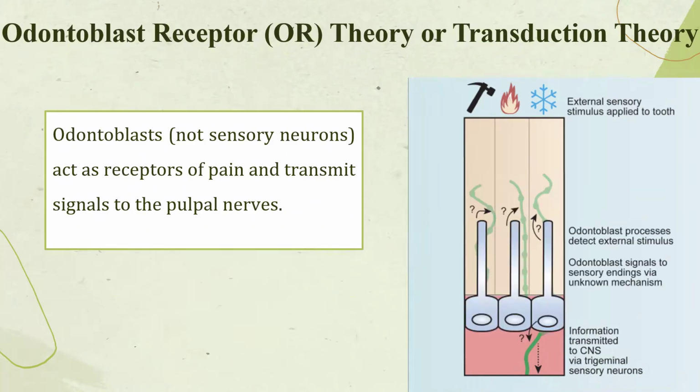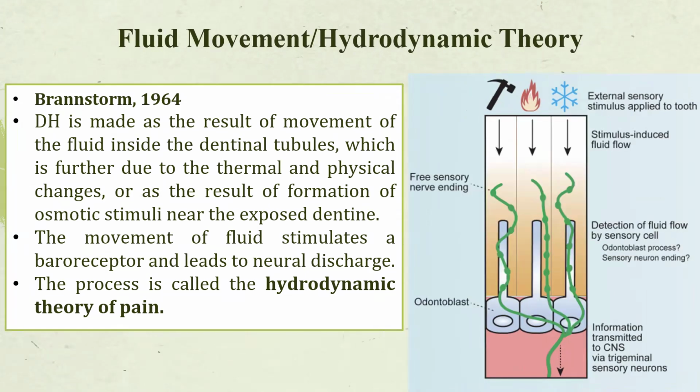Second theory is odontoblast receptor theory or transduction theory. Based on this theory, odontoblasts act as the receptors of pain and transmit the signals to the pulpal nerves. Third one is fluid movement or hydrodynamic theory. It was put forward by Brannstrom in 1964.